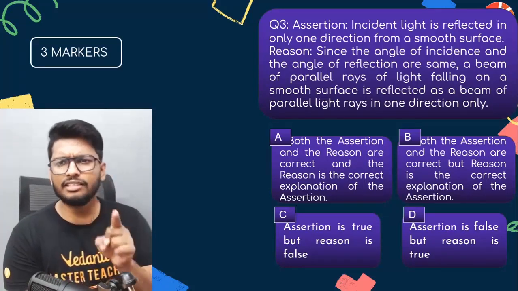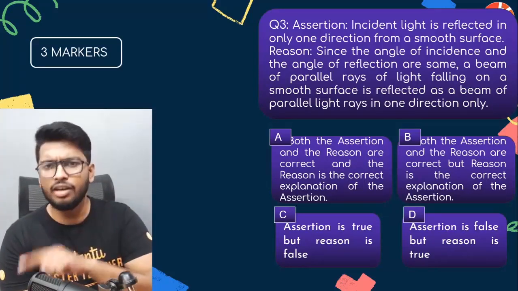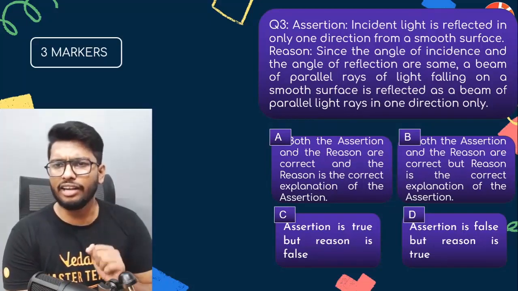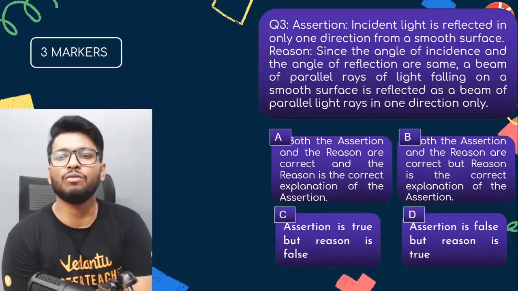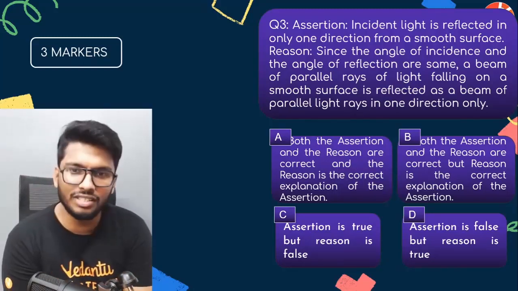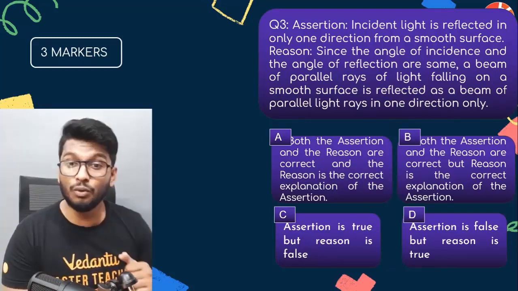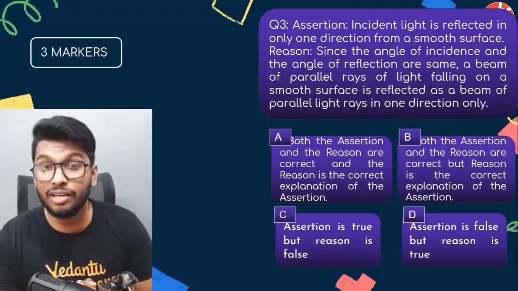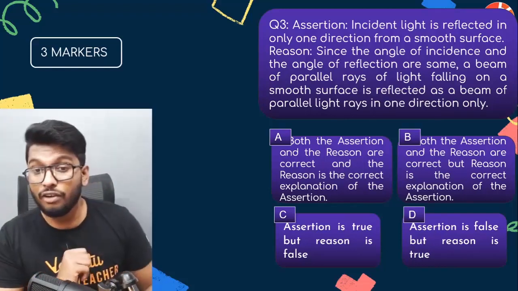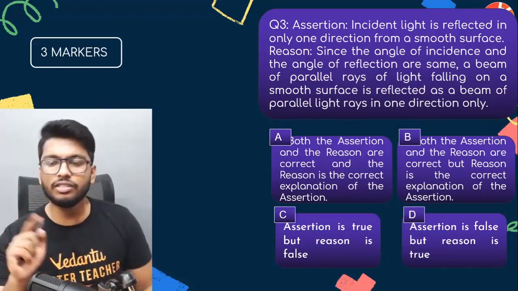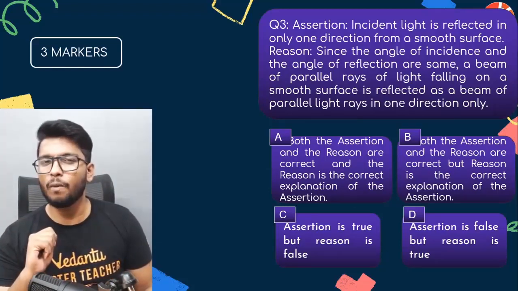The reason is, since the angle of incidence and angle of reflection are the same, a beam of parallel rays of light falling on a smooth surface is reflected as a beam of parallel rays in one direction only. Options are: both assertion and reasoning are true, and reason is the correct explanation for assertion; both are true, but reason is not the correct explanation; assertion is true, but reason is false; assertion is false, but reason is true.